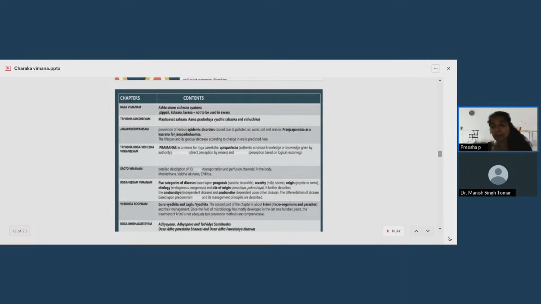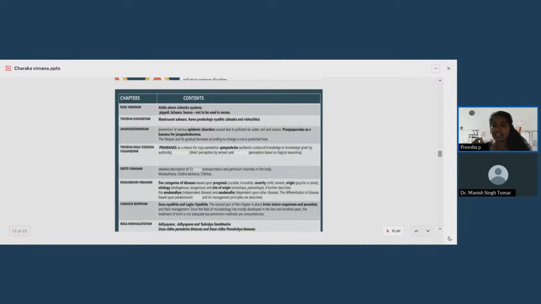Anubandhya is like an independent disease, it is mentioned there. So the differentiation of disease is based upon the predominance, and the management principles are also described in the Roganigama Vimana. When we are considering the Vyadita Rupiya, there are explanations regarding the Guru Vyadhi and Laghu Vyadhi and also some examples of the Krimi.